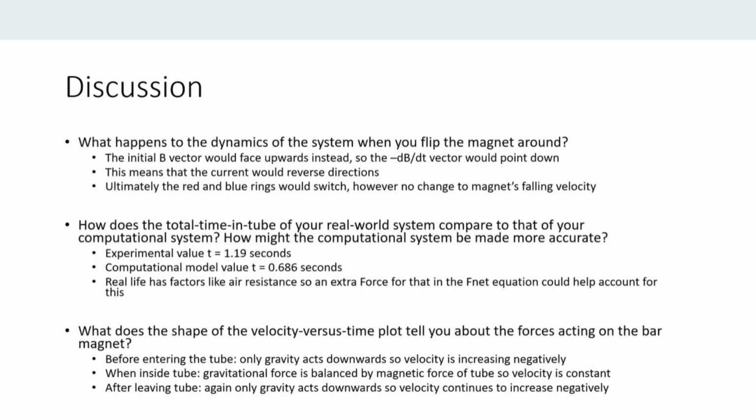How does the total time in the tube of your experimental system compare to that of the computational system? The computational model value is 0.686 seconds, and the experimental value is 1.19 seconds. Real life has factors like air resistance, so an extra force in the F net equation could help account for this. The shape of the velocity versus time plot tells us that the forces are pretty much equal inside the tube, so velocity is constant, but after we exit, it's only gravity.